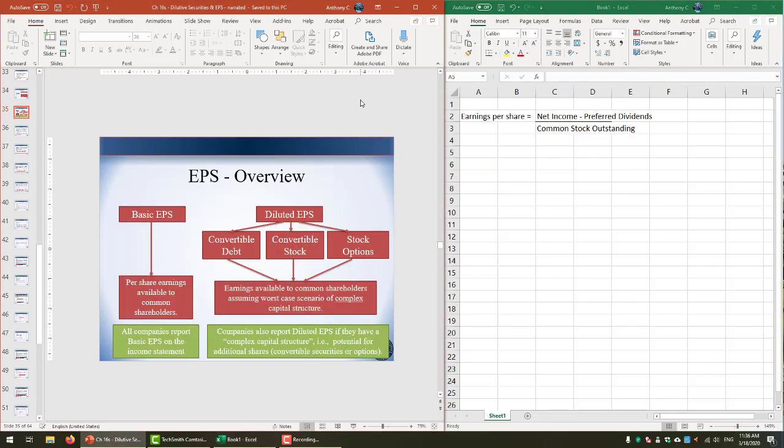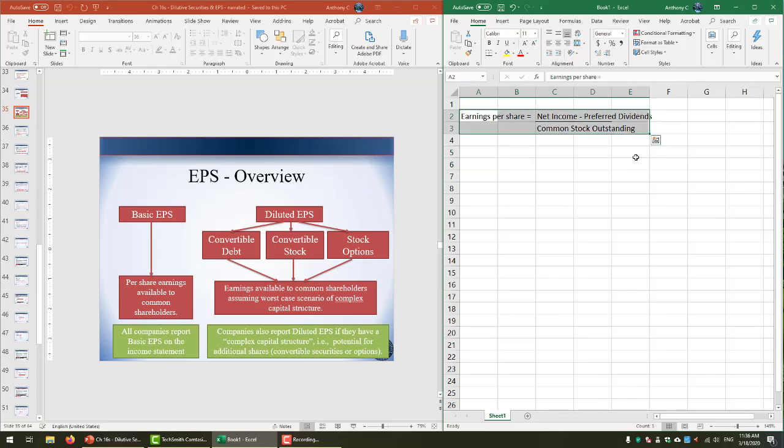This next slide just gives you an overview of what we're going to cover in this chapter. So this earnings per share formula here is for basic EPS. Again, it's telling us how much profit is available for each share of common stock that the shareholders have. As you've learned in Accounting 301A or Intermediate 1, all companies have to report basic EPS at the bottom of the income statement.